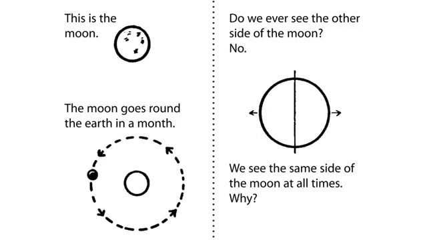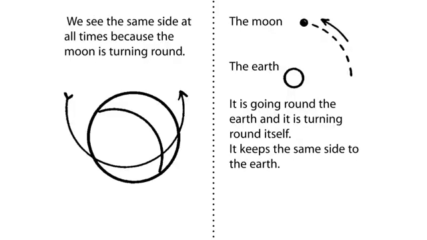This is the moon. The moon goes round the earth in a month. Do we ever see the other side of the moon? No. We see the same side of the moon at all times. Why? We see the same side at all times because the moon is turning round.